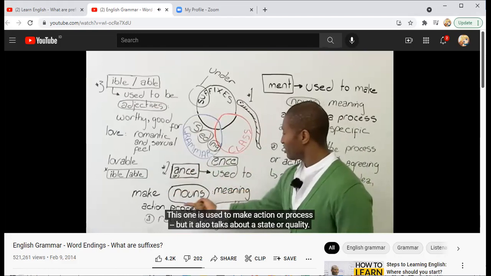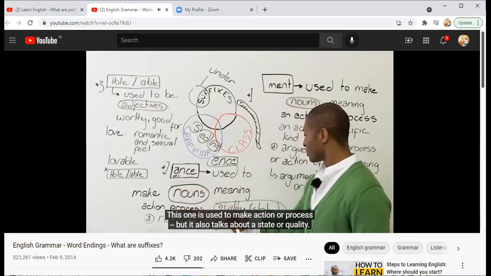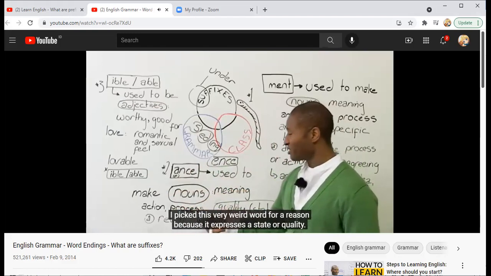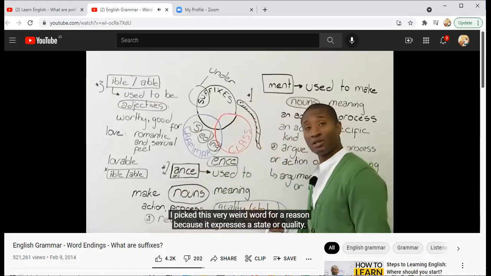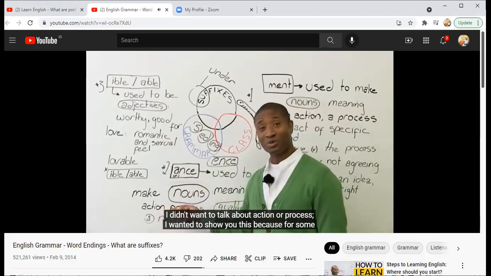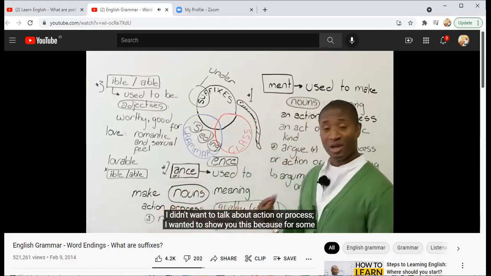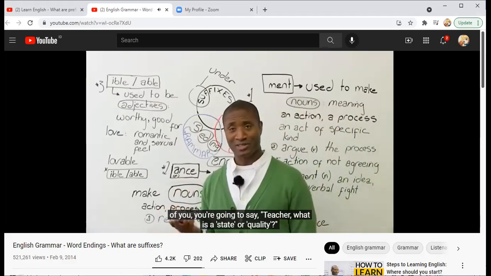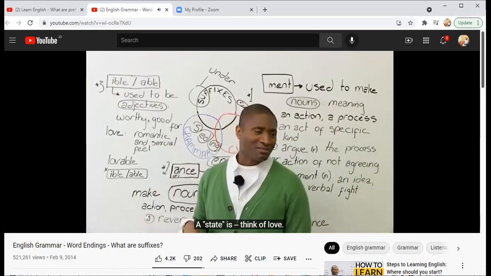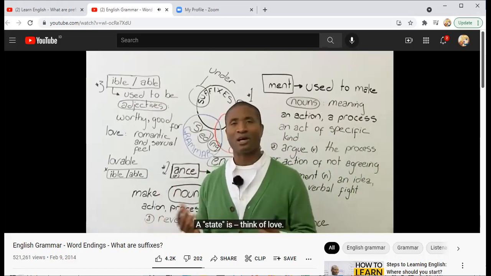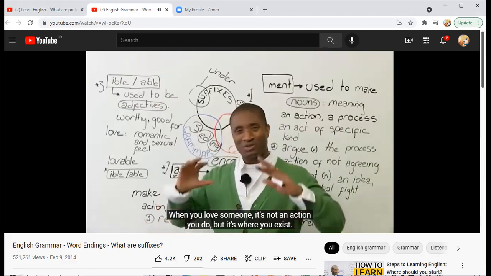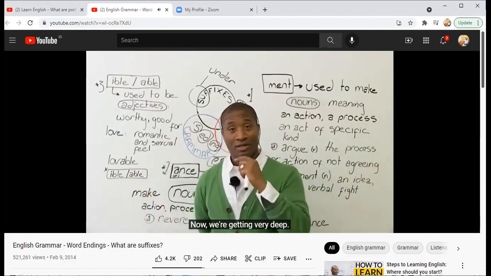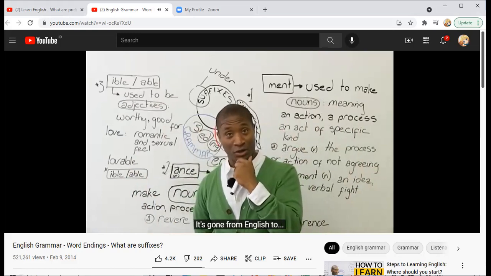This one is used to make action or process, but it also talks about a state or quality. I picked this very weird word for a reason, because it expresses a state or quality. I didn't want to talk about action or process. I wanted to show you this, because some of you are going to say, teacher, what is a state or a quality? A state is, think of love. When you love someone, it's not an action you do, but it's where you exist. Now we're getting very deep.